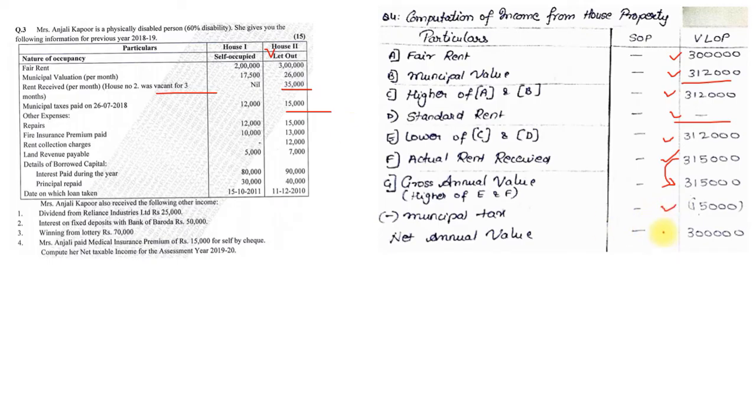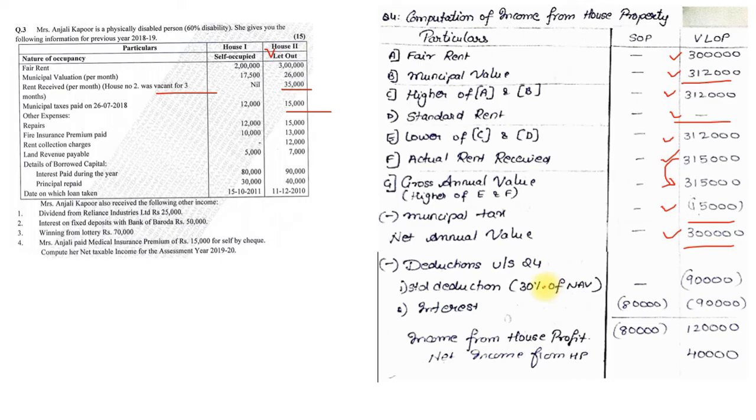So less 15,000 comes to 3 lakhs. So our NAV is 3 lakhs. Less deduction under section 24, 30% of NAV is 90,000. And interest on SOP and LOP is 80,000 and 90,000. So we take 80 and 90.